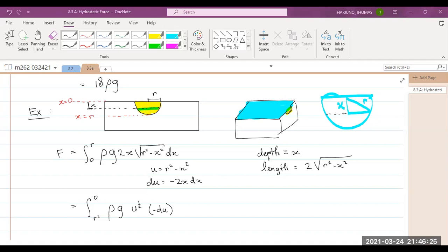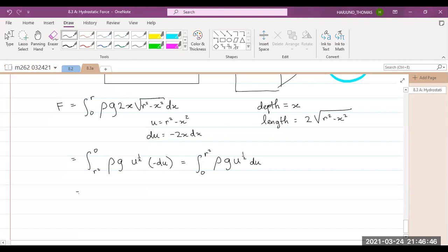Okay, yeah, it becomes 0. So then this will become... I absorb the negative by reversing the limits of integration. Okay, rho g u to the power of 1/2 du.